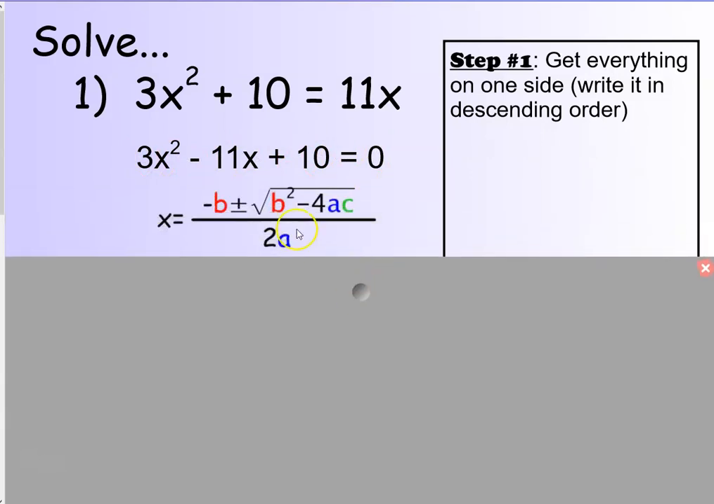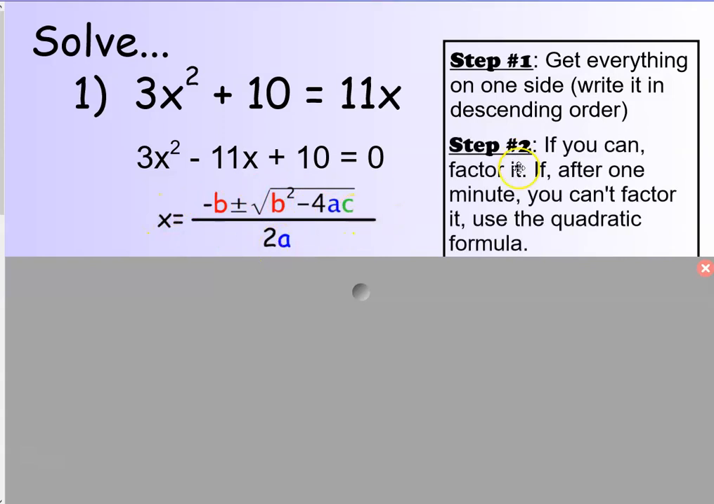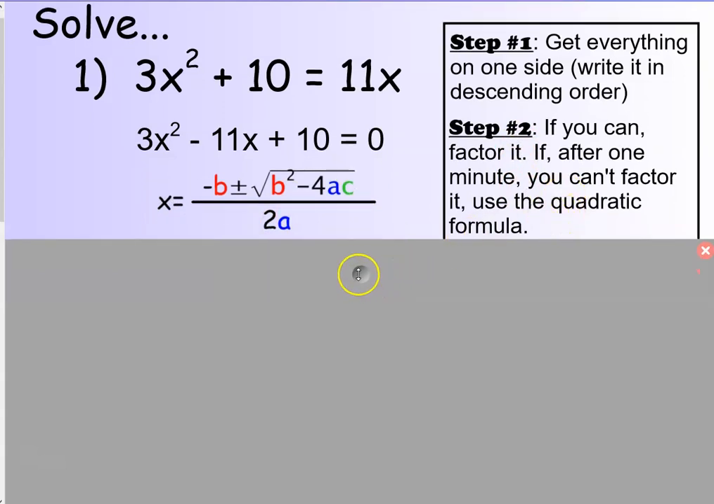And now we remember our quadratic formula. There it is. You should always write this down generically. x equals the opposite of b plus or minus the square root of b squared minus 4ac all over 2a. And now we're going to go ahead and use the quadratic formula.